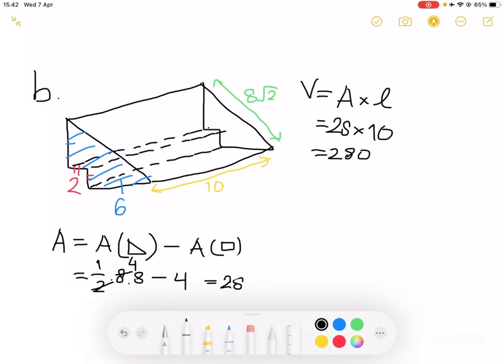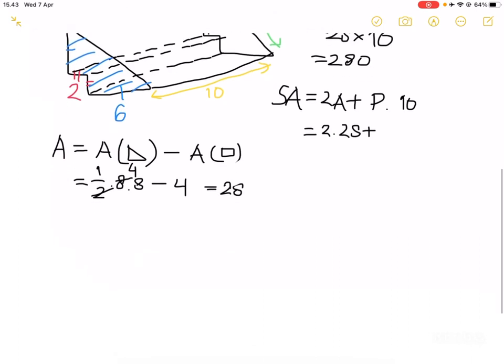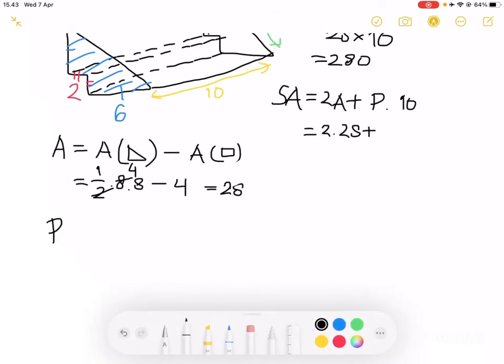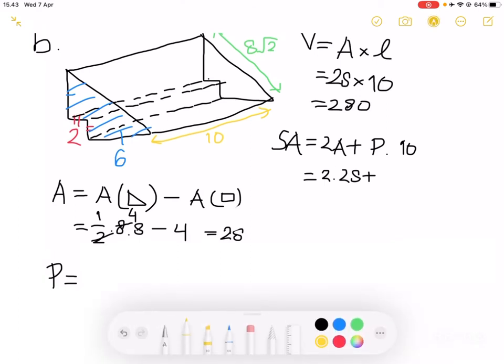Alright, and we need to calculate the surface area next. So that will be 2 times the area of the base plus the perimeter of the base of the prism times the extension length, which is 10. Now we have calculated our area before, which is 28. Now our perimeter is not that bad. So let's just start with this thing here.